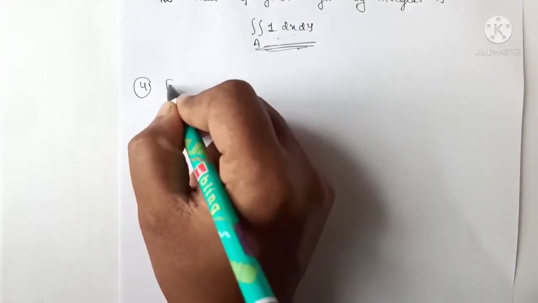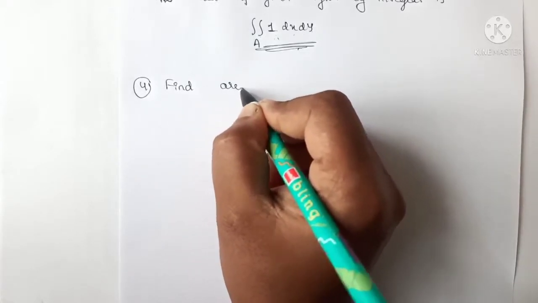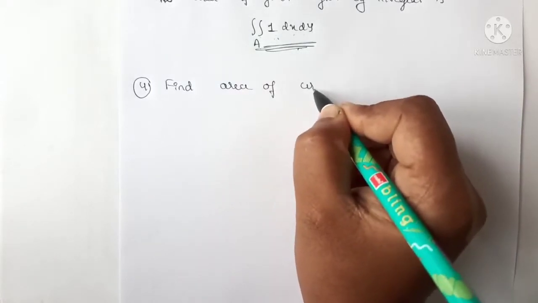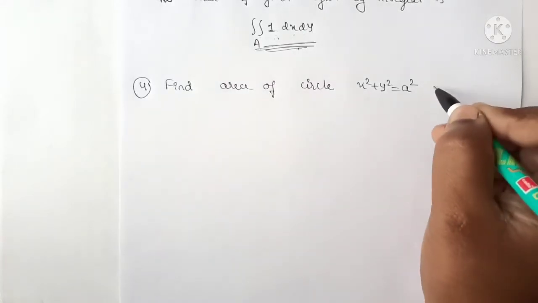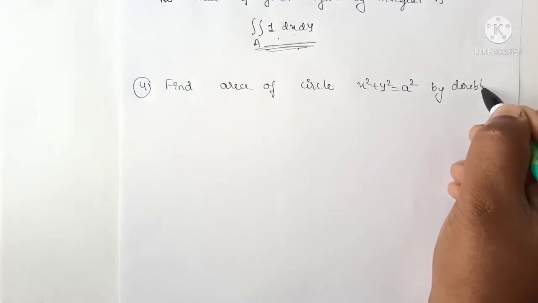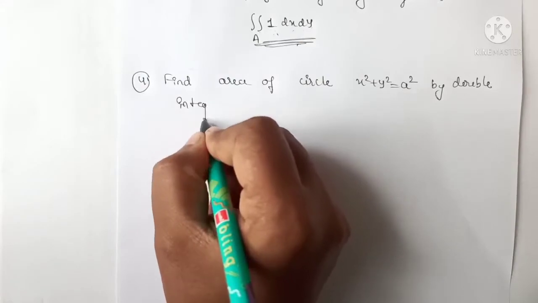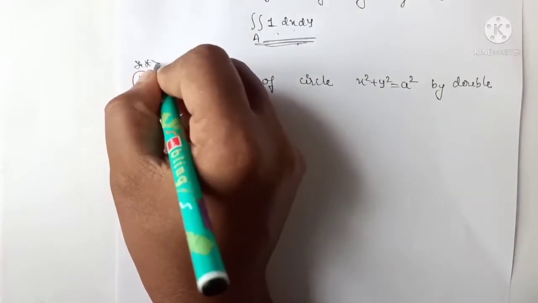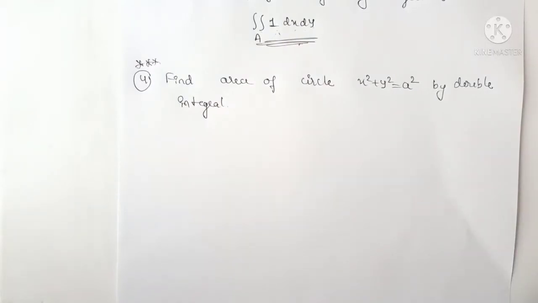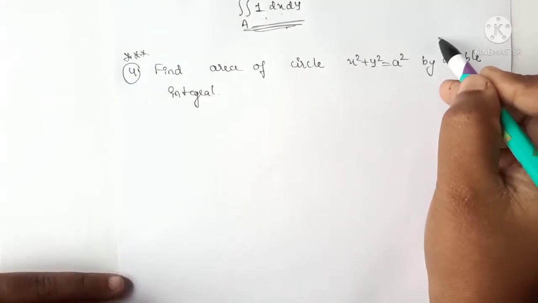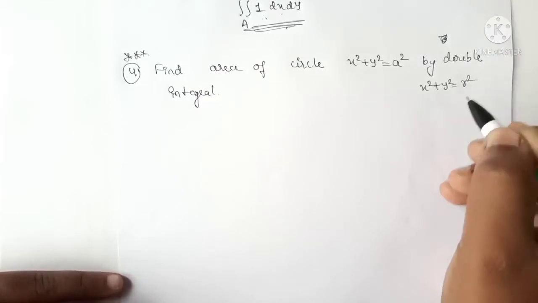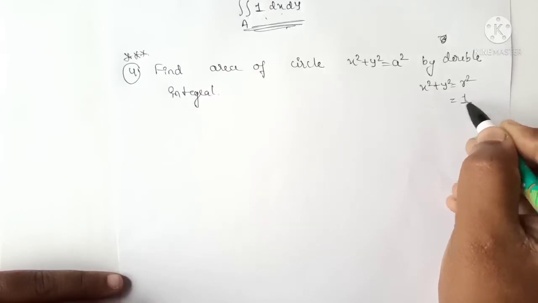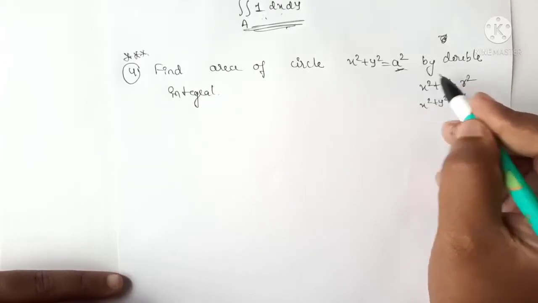Find the area of the circle x square plus y square is equal to a square by double integral. This problem is the most asked problem. Sometimes it may be denoted by r also, that is, find the area of the circle x square plus y square equals r square, or sometimes it may be given as x square plus y square equals 1. So according to the question, you have to change this a to r or 1.